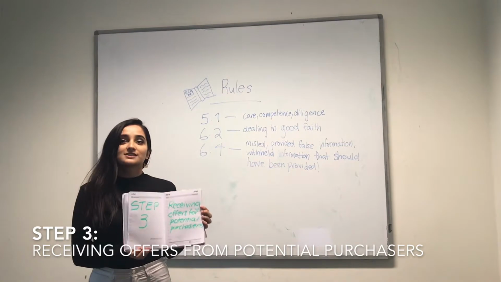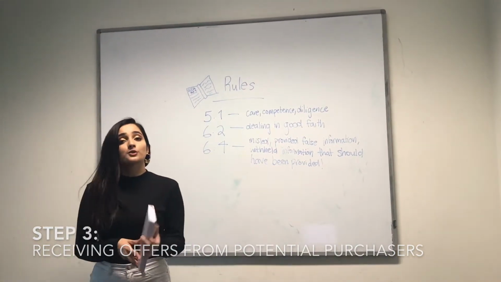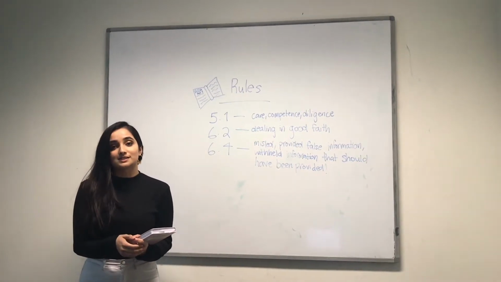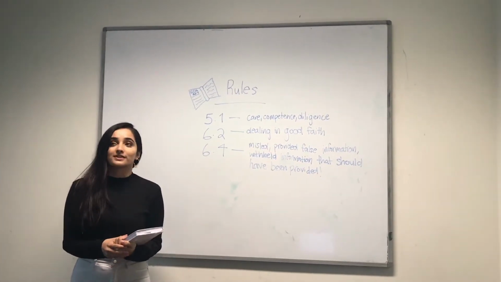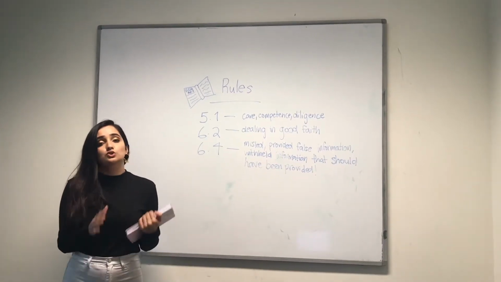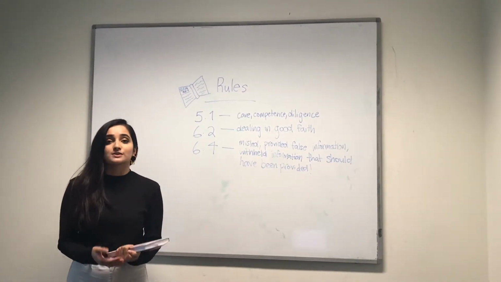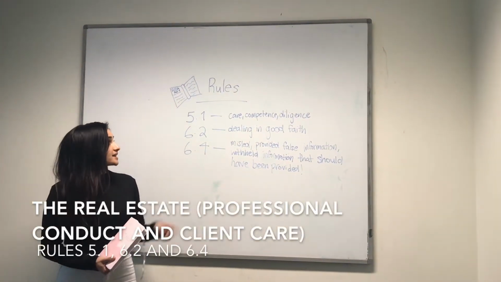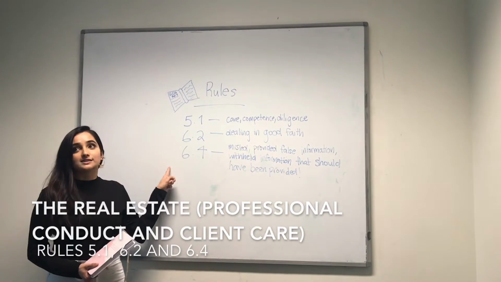Step 3. Receiving offers from potential purchasers for the property you've been marketing. It is important to note that how often acceptance is communicated will vary depending on what method is used. The complainant in this case was told that a prior purchaser was no longer concerned about the loss of views after reviewing the plans, when this was not true. This is an unreasonable act under 5.1, 6.2 and 6.4.